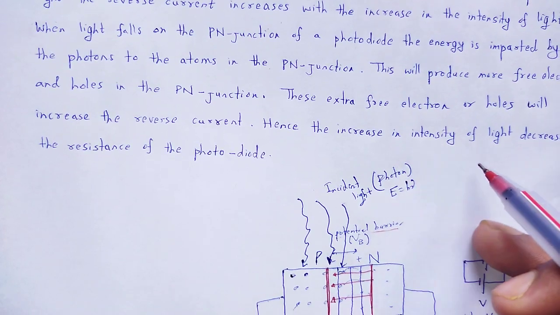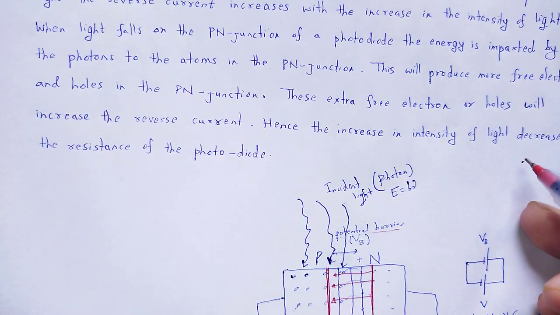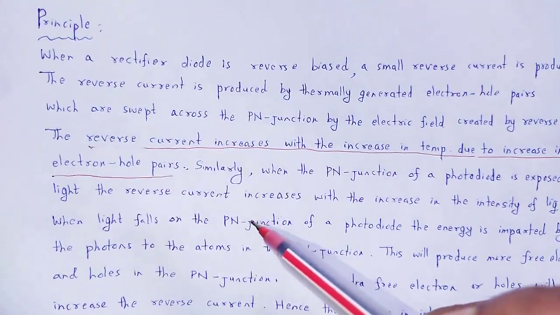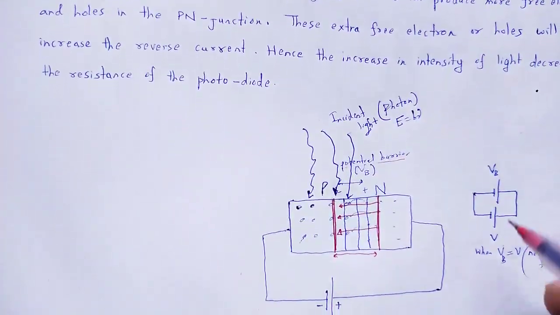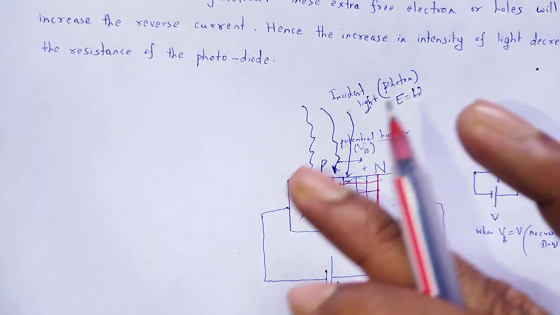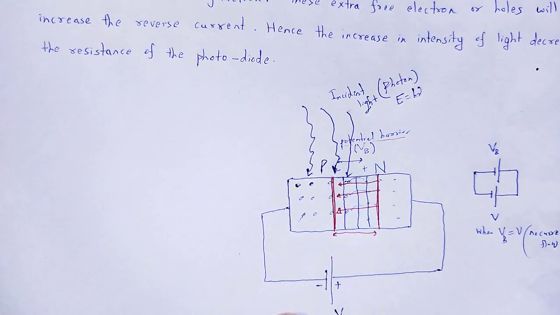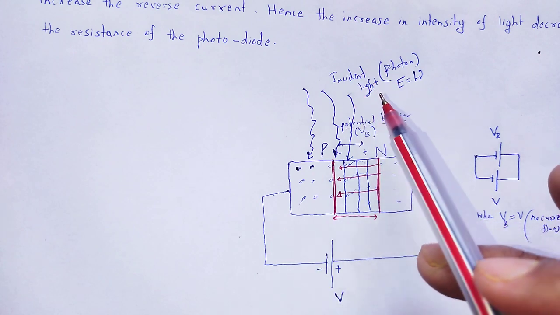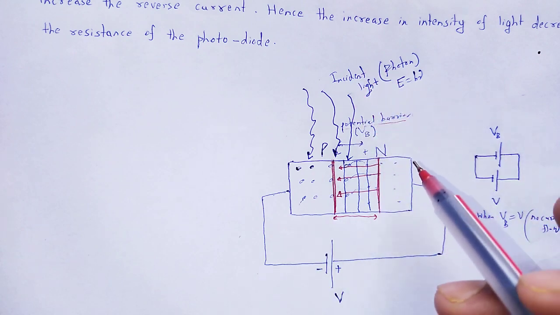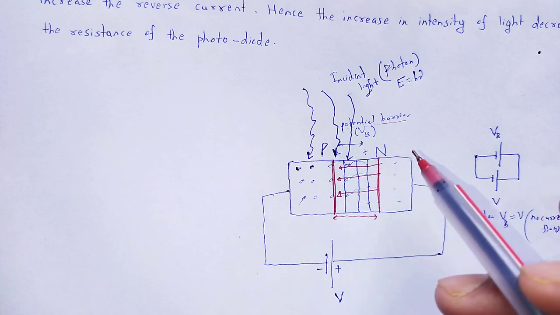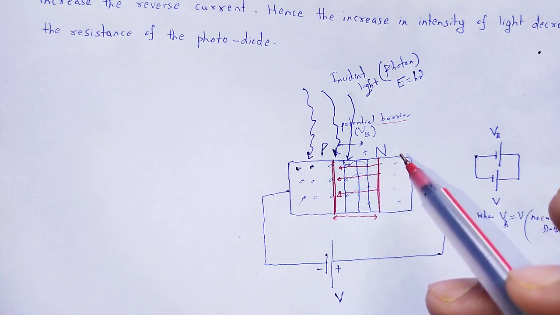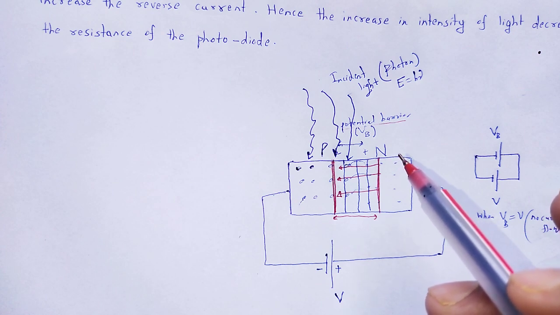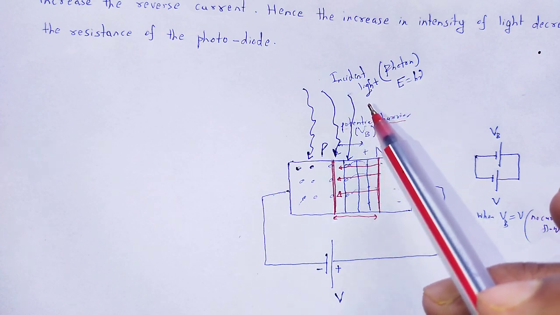Hence, an increase in the intensity of light decreases the resistance of the photodiode. All these principles we have already discussed by taking this diagram. So, the intensity of incident light is directly proportional to the flow of reverse current. What amount of reverse current will flow depends upon the intensity of incident light.